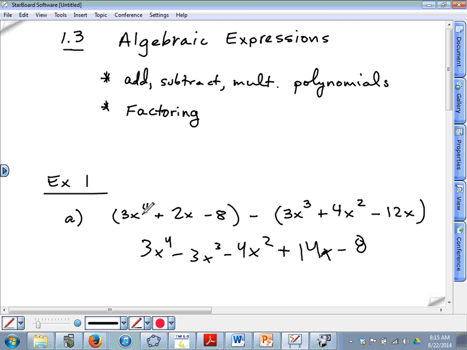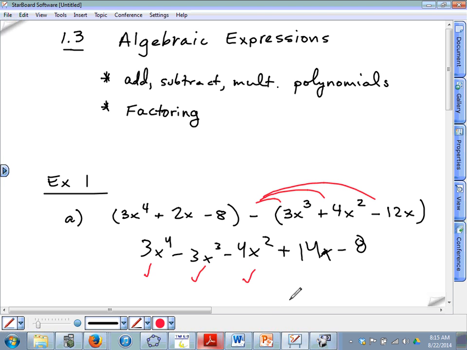All right, I agree with the 3x to the fourth. There is not another x to the fourth term over here, so that term's good. Negative 3x to the third. I agree with that because you're supposed to distribute this minus sign to all three of those, so it becomes negative 3x to the third. Minus 4x squared, that's good.